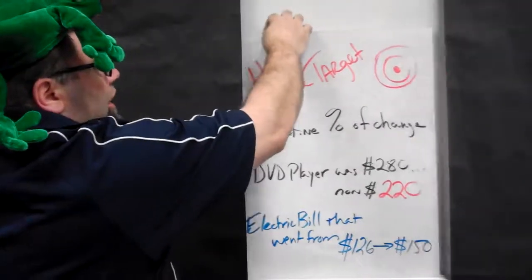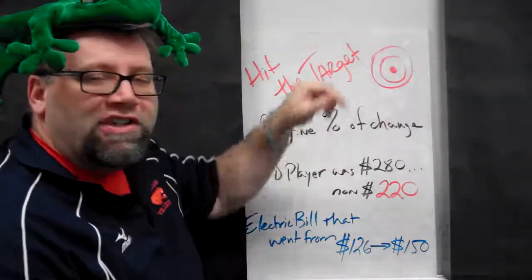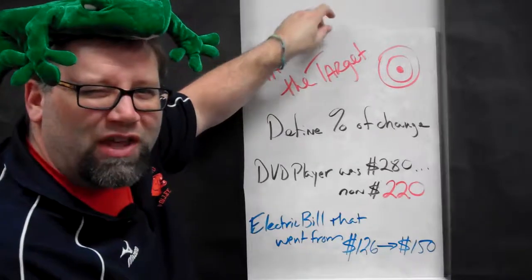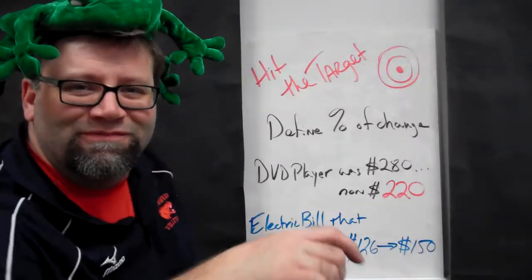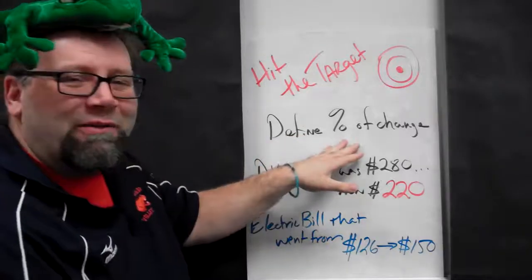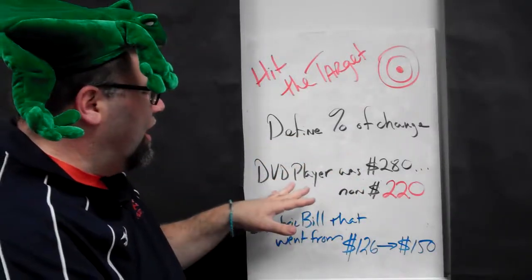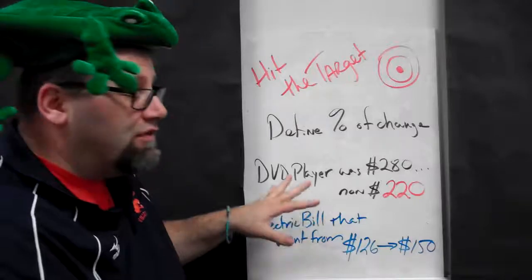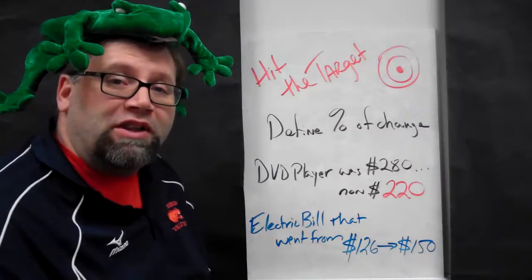Now, let's see if we can hit the target. I'm a little on the fence about my target graphic, so we may not use that ever again. There we go. You should be able to define the percent of change. You should be able to do these 2 problems. Give these a try. If you have questions about them, of course, you can ask me.